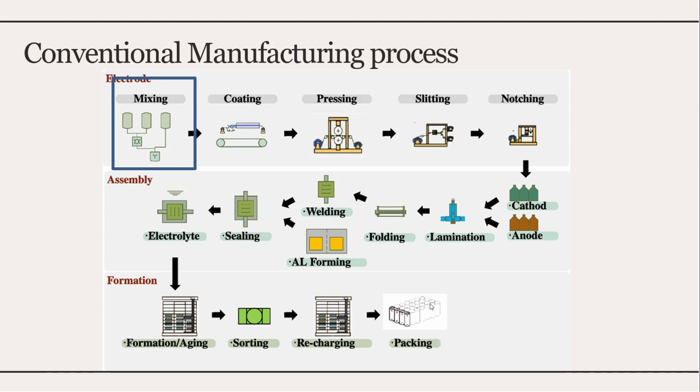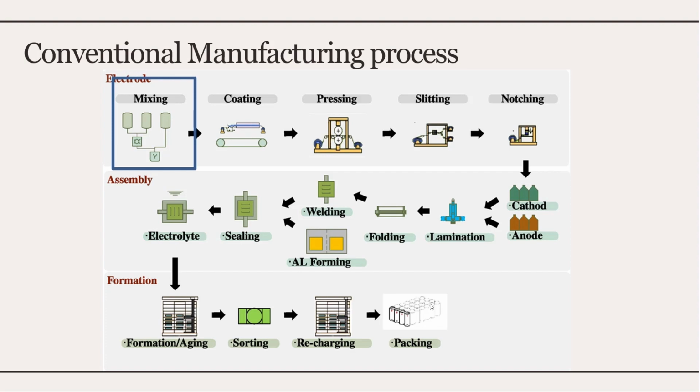After winding, we have a folding process, then welding or maybe insertion of the jelly roll inside the case, then sealing, electrolyte filling, then formation or aging, then sorting. Sorting is a kind of grading, like capacity-wise we grade the cell, then recharging of the cell, and final packaging.